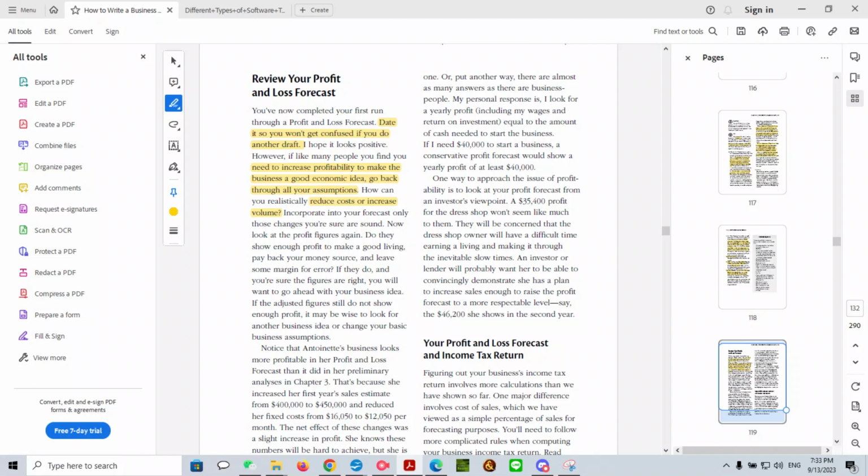Now, one way to approach the issue of profitability is to look at your profit forecast from an investor's point of view, a banker's point of view, or whoever's point of view you're going to be dealing with. For example, a $35,400 profit from the dress shop, or whatever shop, won't seem like much to them. They'll be concerned that the shop owner will have a difficult time earning a living and making it through the inevitable slow times. An investor or lender will probably want her to convincingly demonstrate a plan to increase sales enough to raise the profit forecast.